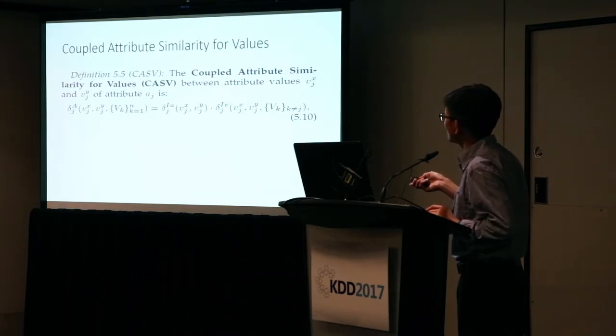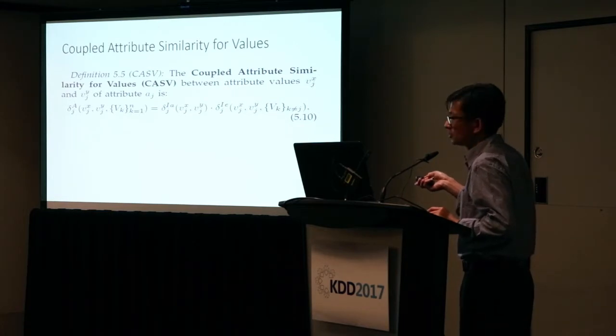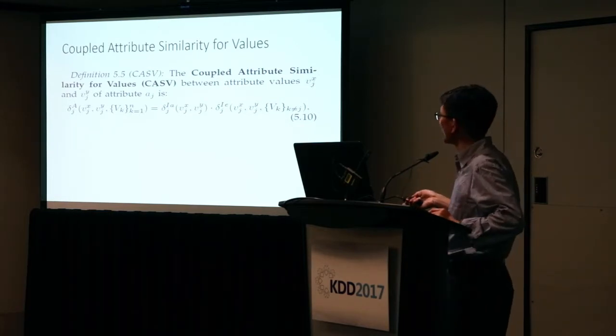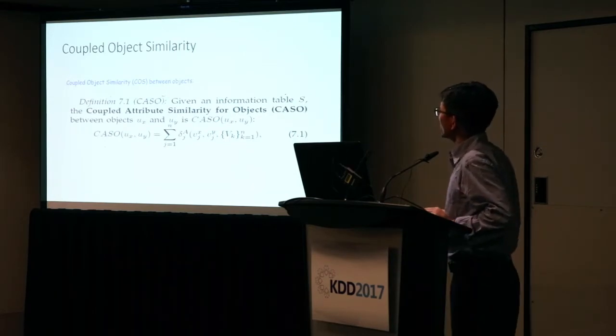Sorry, we change this again. This is the value x and y, and then for J affected by all other K, right? So we can combine them. We can use some way to combine these two parts. So that's basically the attribute level.